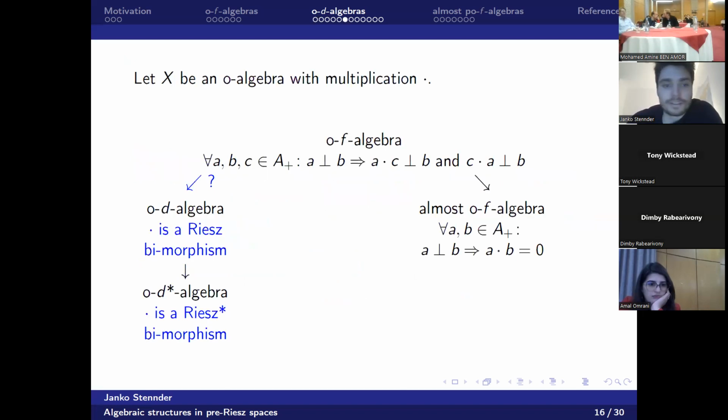So now we have the right notions at hand to define an OD algebra or an OD star algebra, where the multiplication is just a Riesz homomorphism or a Riesz-star homomorphism. So we have one more algebra in the partially ordered vector space case, basically.